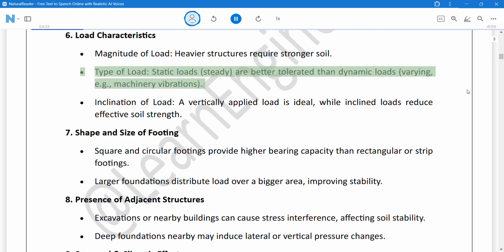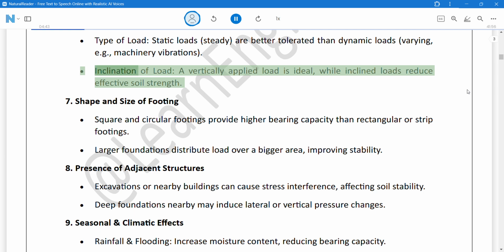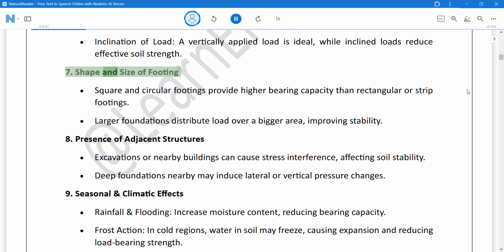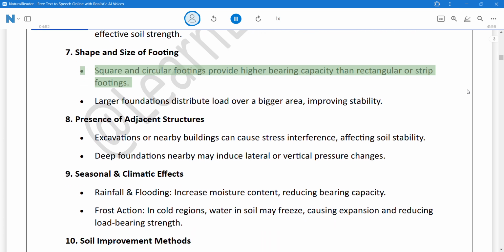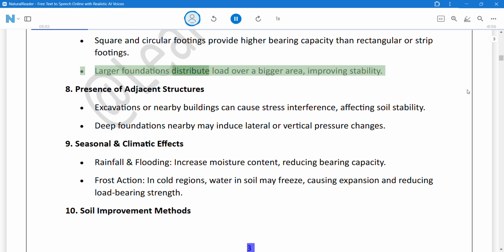Type of load: static loads are better tolerated than dynamic loads. Inclination of load: a vertically applied load is ideal, while inclined loads reduce effective soil strength. 7. Shape and size of footing. Square and circular footings provide higher bearing capacity than rectangular or strip footings. Larger foundations distribute load over a bigger area, improving stability.